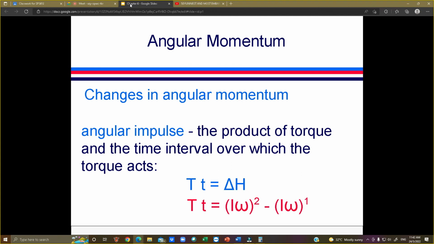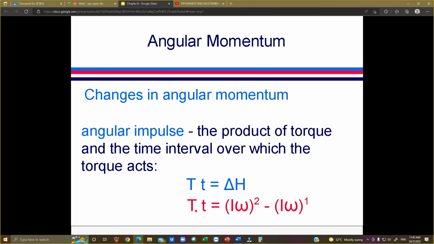Cara lain dia kalau kita nak tengok angular momentum is by subtract lah. Okay, kita minuskan angular impulse 1 dengan angular impulse 2. Ni angular impulse. Okay, so angular impulse kita pakai moment of inertia again, moment of inertia dengan omega. Sama je. Ni momentum lah. So angular impulse is momentum 2 minus momentum 1. Momentum final minus momentum initial. So you are going to get impulse in between.